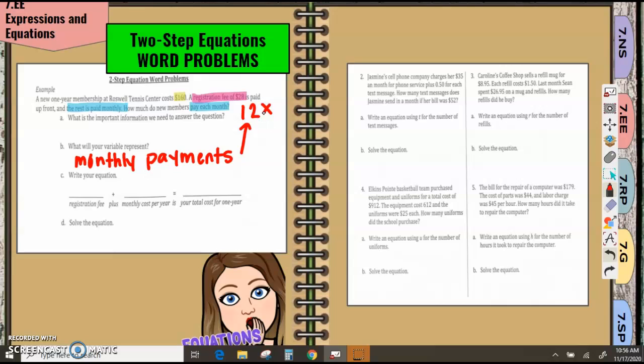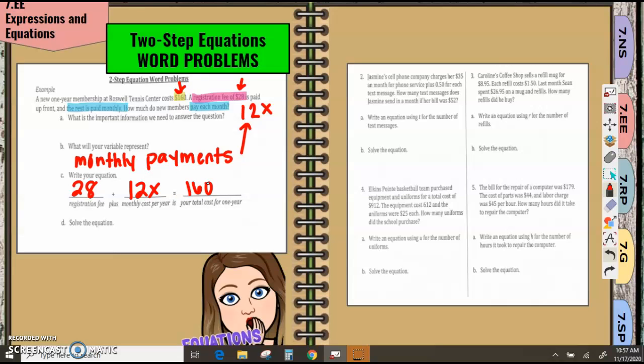Now, sometimes the problem will tell you, use this letter for this variable. Sometimes it won't. My rule of thumb is if it does not give you a specific variable, then just use X. If it does give you a specific variable, then use that specific variable. Otherwise, we can just use X. It's fine. All right, so my registration fee is $28 plus the cost per month equals the total of $160.